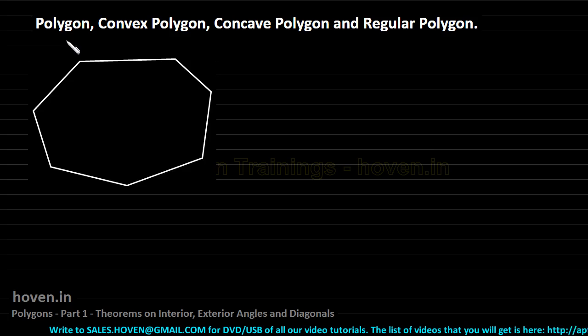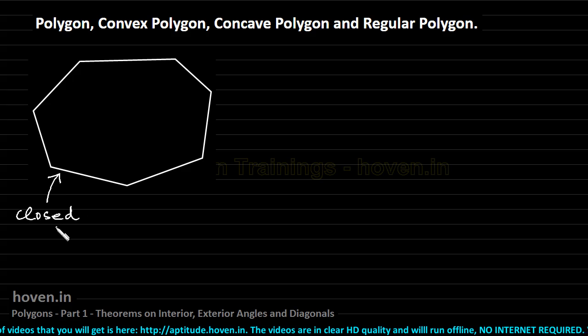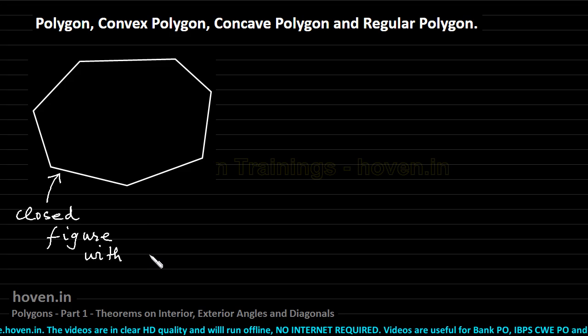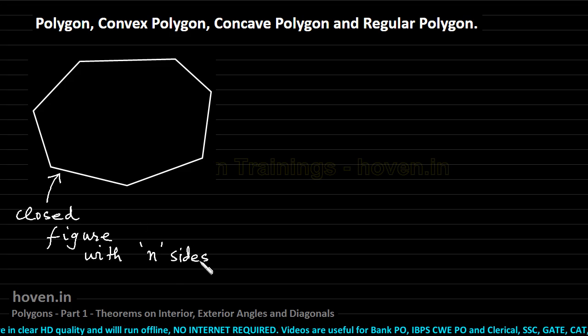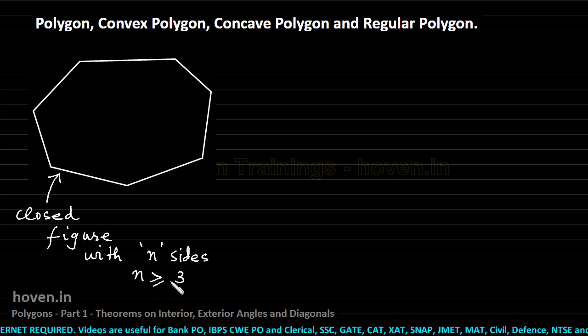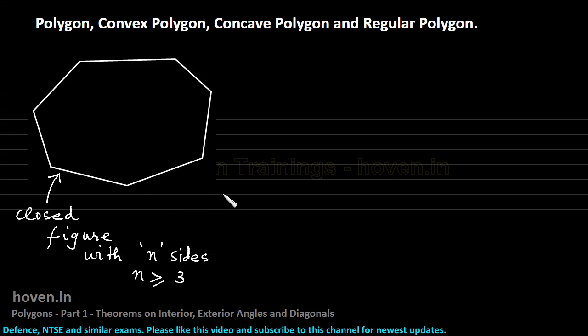What is a polygon? Any closed figure with any number of sides is called a polygon. So one quality of a polygon is that this is a closed figure with n sides, where n is more than or equal to 3. 3 or more sides in a closed figure make up a polygon. So this is a polygon because we can see that it is closed on all sides and it has various edges, straight lines, straight edges. So this is a polygon.